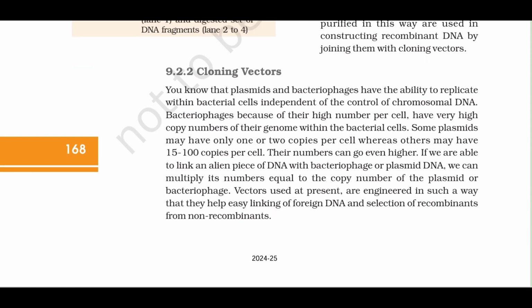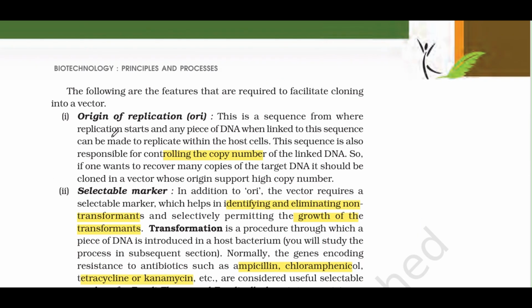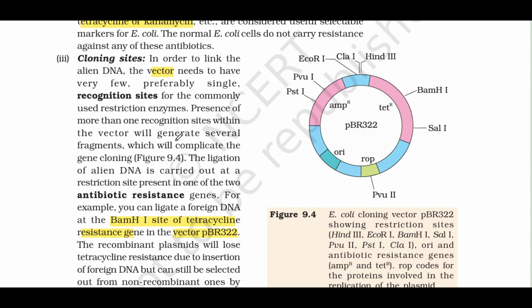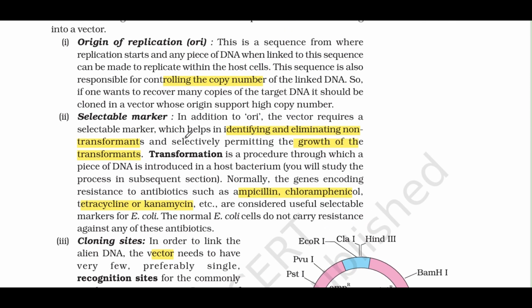Next is cloning. The main cloning vectors used are plasmids or bacteriophages. And what are the features of cloning vectors? They must have an origin of replication, a selectable marker, and cloning sites. Okay, the first one is the origin of replication. From the origin of replication, replication starts. It's very important. It is also responsible for controlling the copy number.